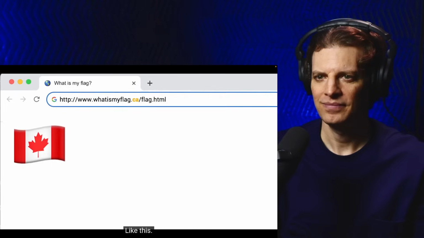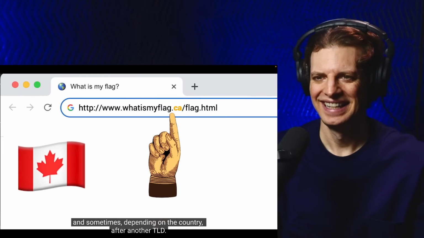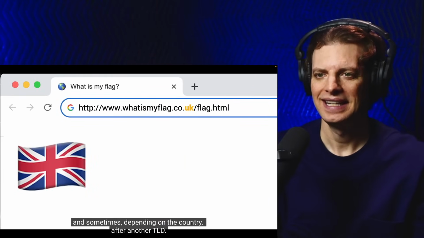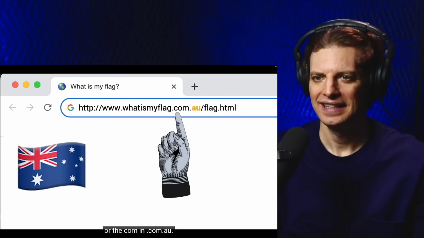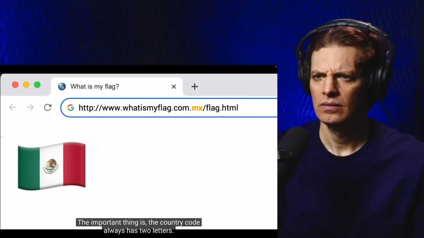Like this. The country code TLD is this bit, which comes before the slash, after the dot, and sometimes, depending on the country, after another TLD, such as the co in .co.uk or the com in .com.au. The important thing is, the country code always has two letters.